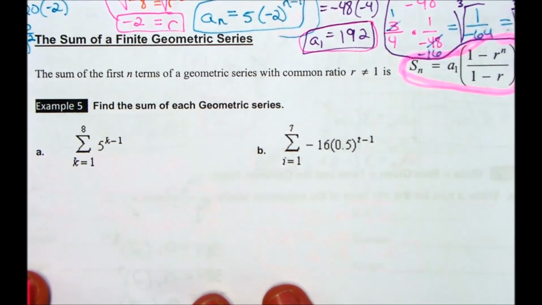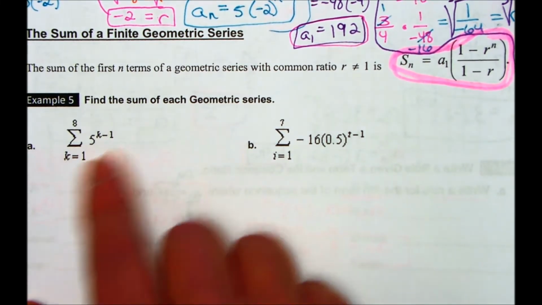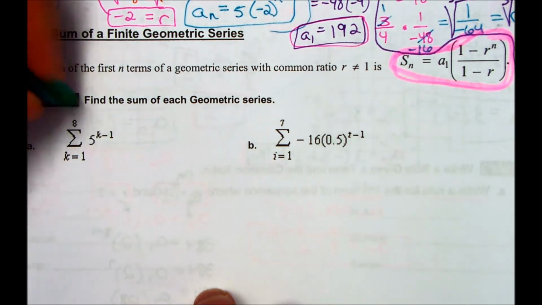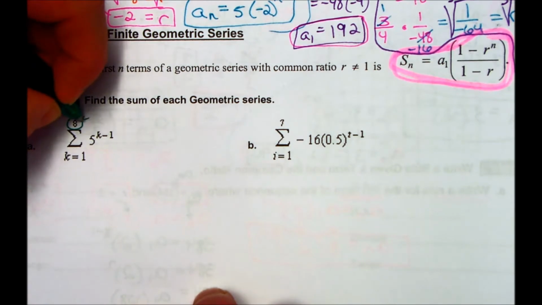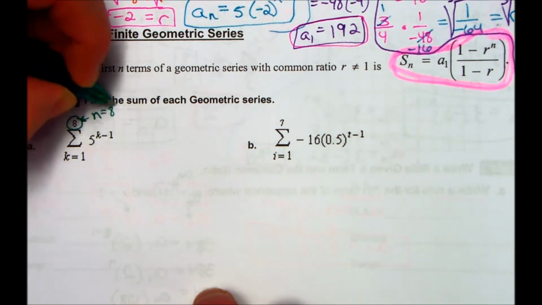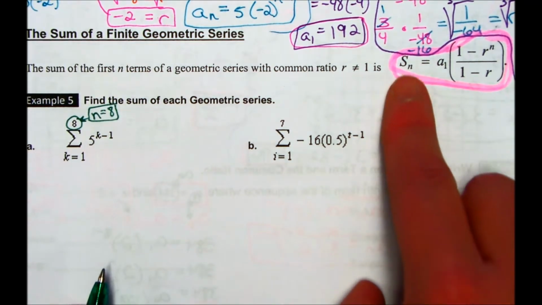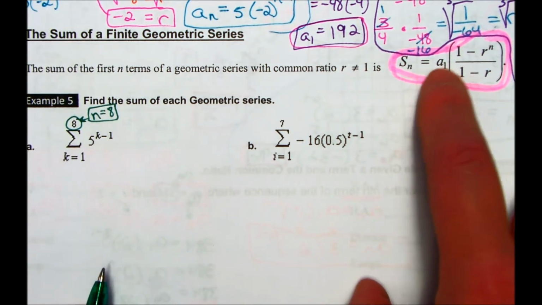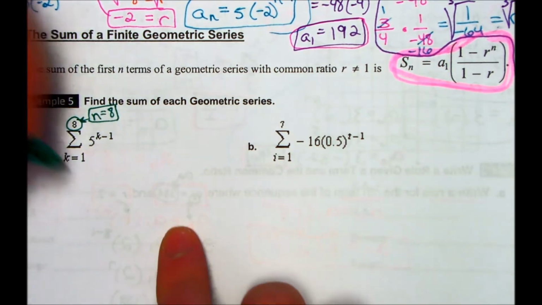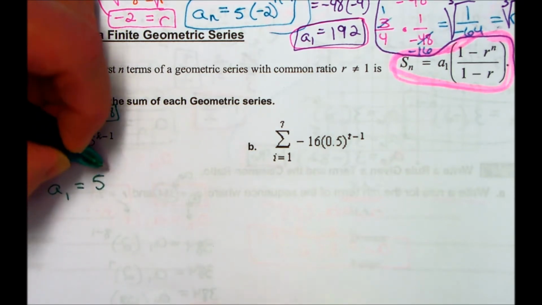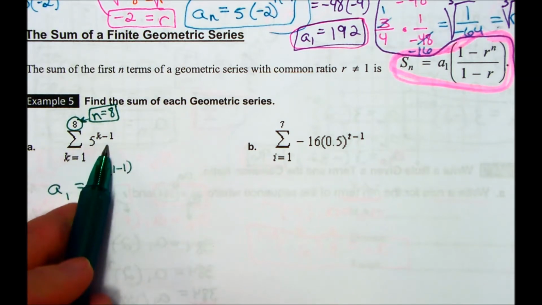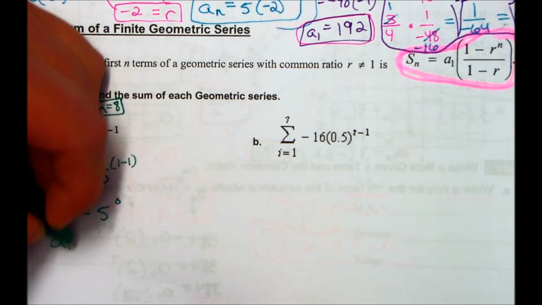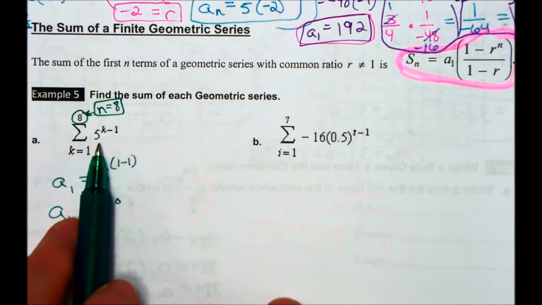So over here we have our first example. And what this is saying is find the sum of the first 8 terms. So this upper limit tells us how many terms are in our sequence. That also tells us n. So n is going to equal 8. So we know what to plug in for n here and here. We need to figure out what the first term of our sequence is. So if we substitute 1 into our rule, we just get 1 minus 1, or 0, and anything to the 0 power equals 1.